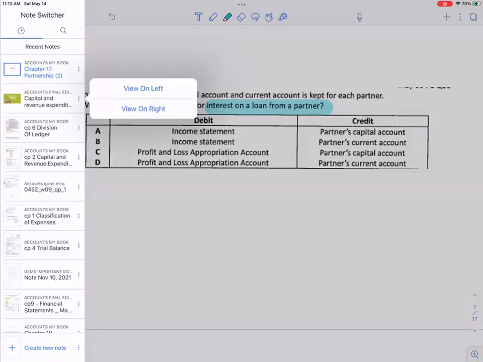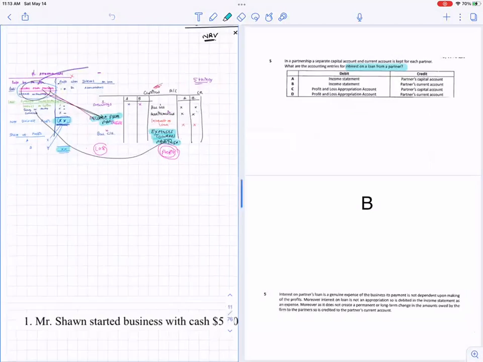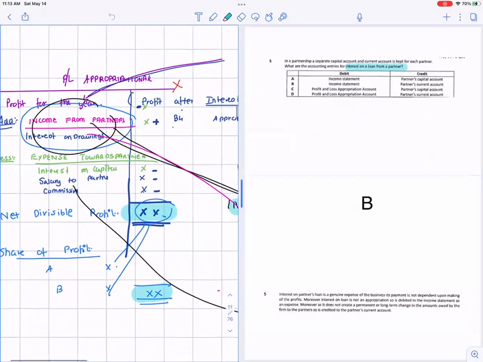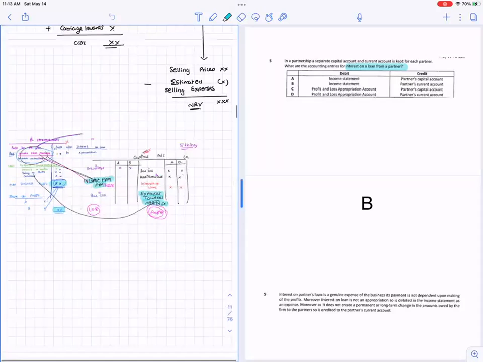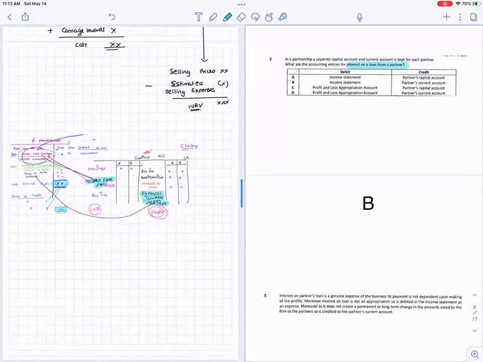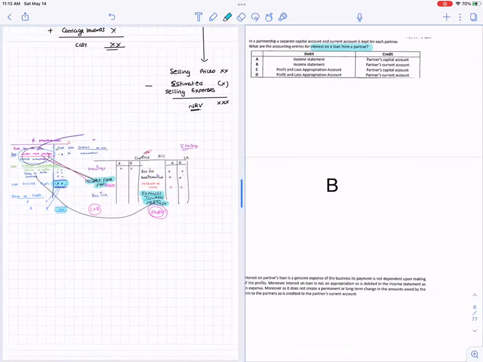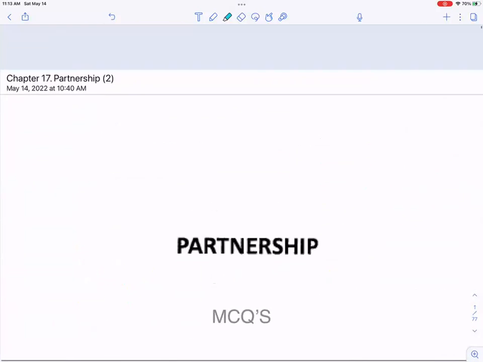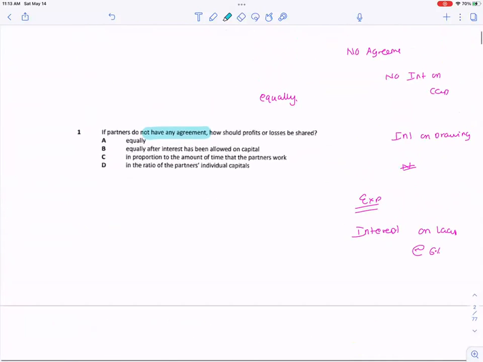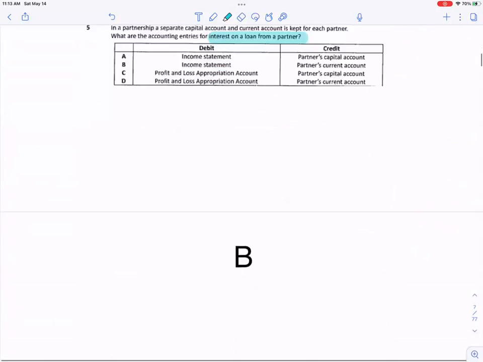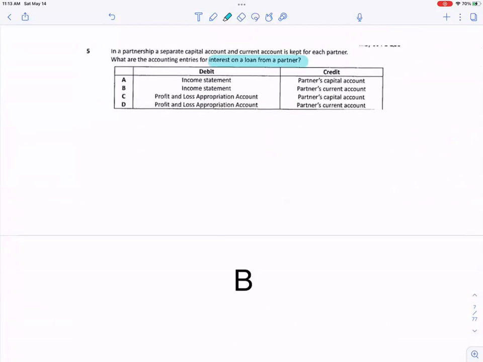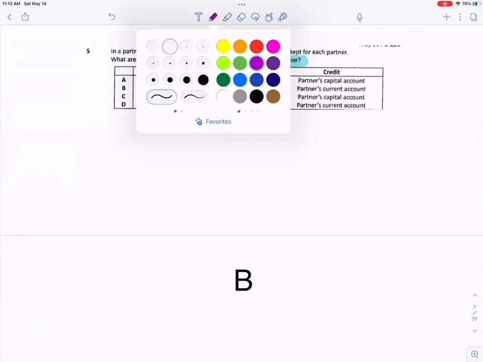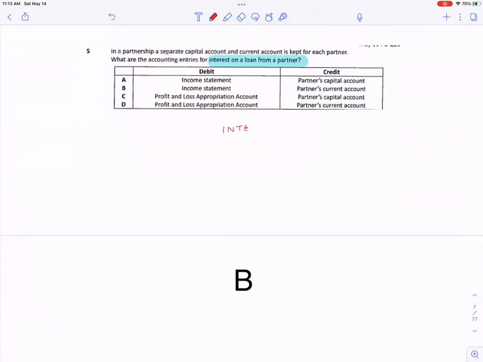Just try to recollect. Will it come in the appropriation account? Yes, ma'am. Or is this an exception? It comes in the income statement. Think and tell me. Interest on loan. Interest on loan is an exception item.